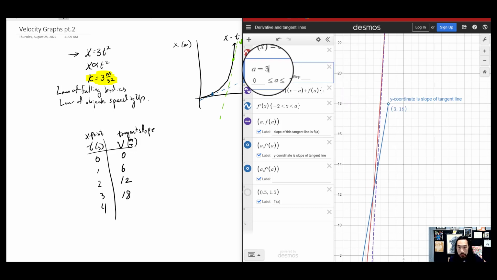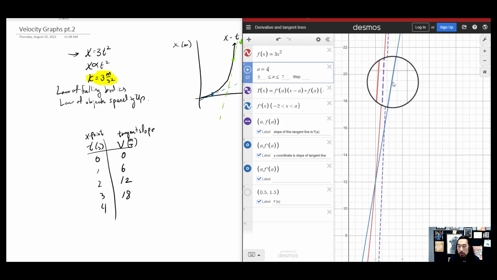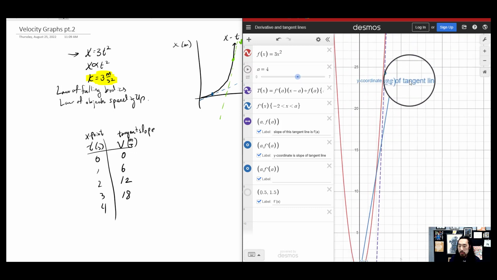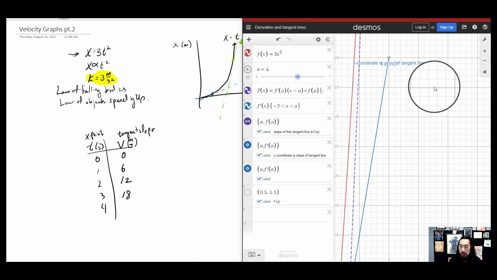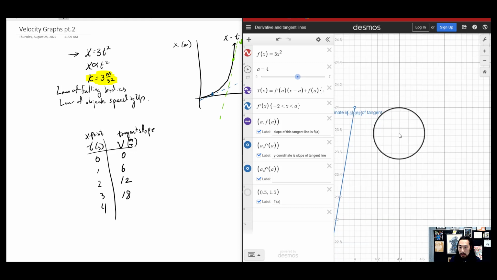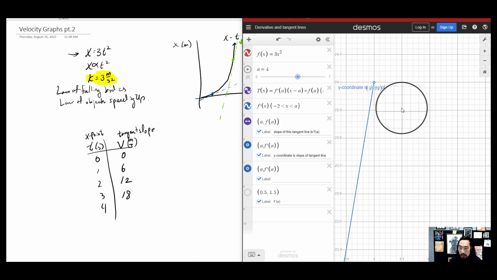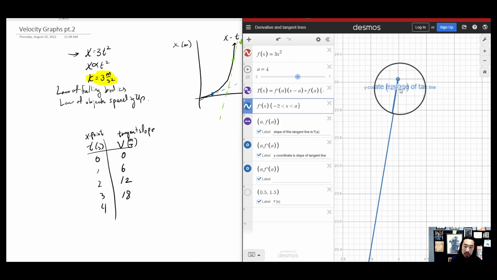And let's do the final one at 4 seconds. All right, at 4 seconds, it's really, really slopey. So we'll have to definitely find it. It's kind of hard to see, but it does say, you gotta choose to believe me. Oh, there we go. It does say 24.